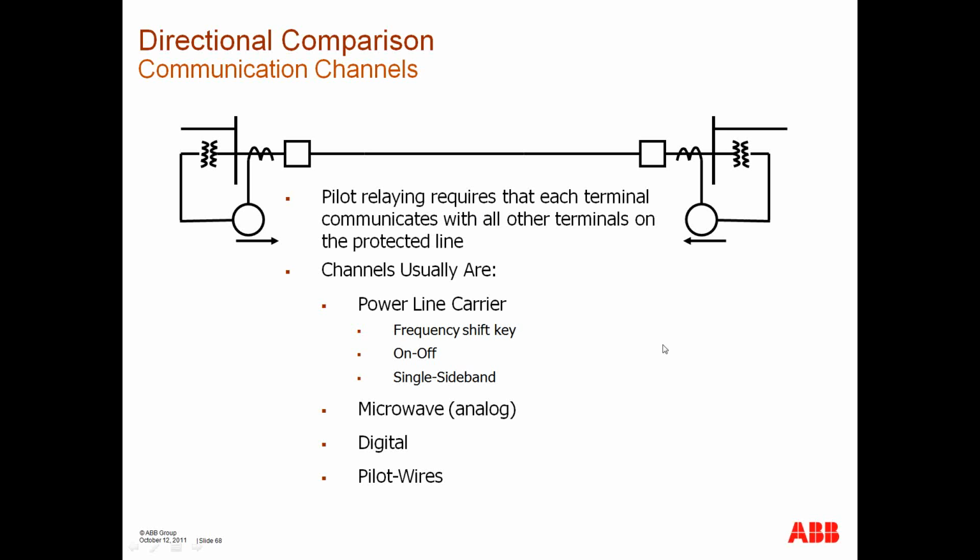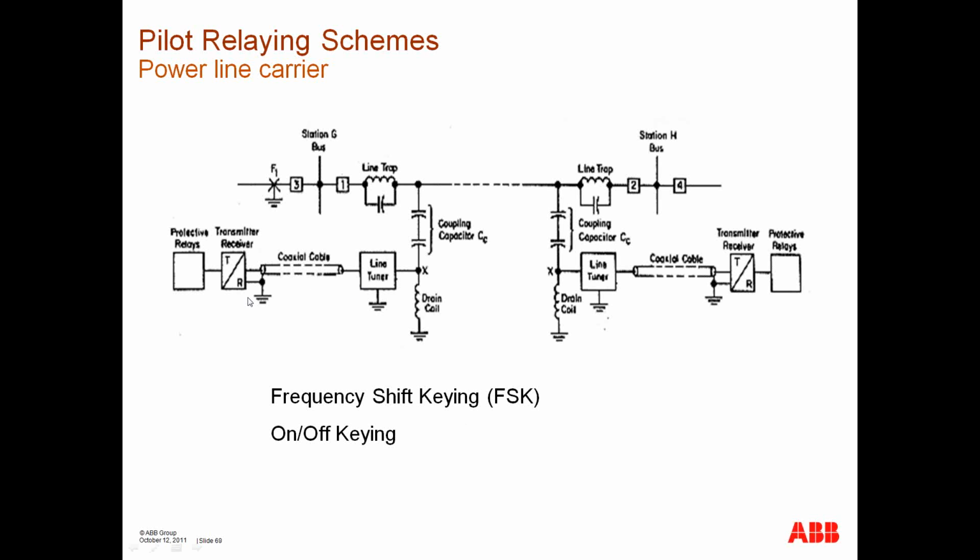Pilot relaying requires that each terminal communicate with all other terminals on the protected line. Your channels, again, I've already mentioned what they are. This is power line carrier, and power line carrier deals with the protected relay, a line tuner coupling that channel or high frequency channel up to the line, and then tapping it off at the line at this end. At this, you have a line trap set at that frequency. You either have on-off keying or what is referred to as frequency shift keying.